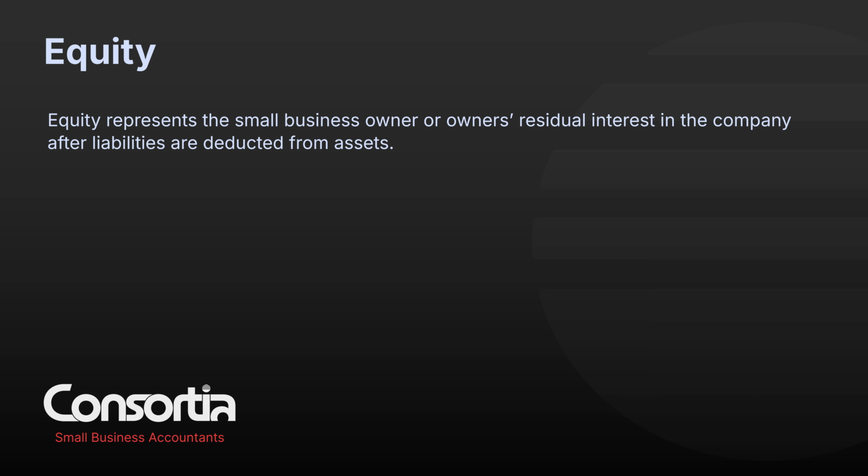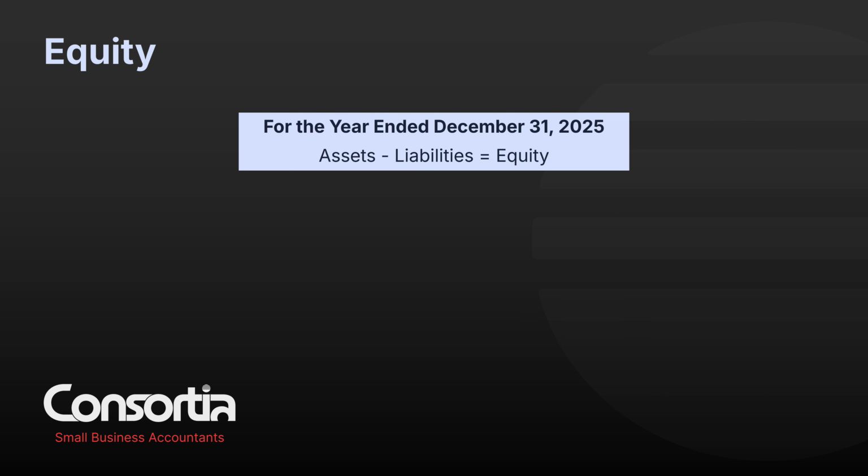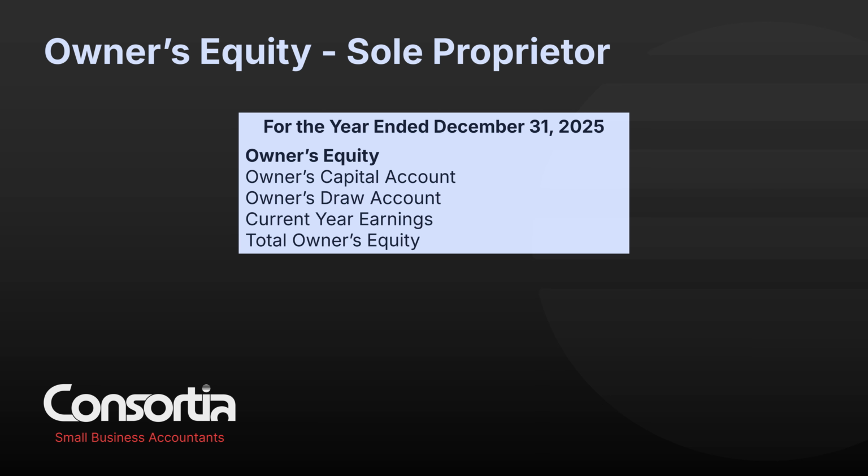Equity. Equity represents the small business owner or owners' residual interest in the company after liabilities are deducted from assets. So the formula for equity would be assets minus liabilities equals equity. And again, if we were to see the equity section of your financial statement, perhaps it may look something like this: owner's equity, owner's capital account, owner's draw account, owner's year earnings, and thus the total owner's equity.